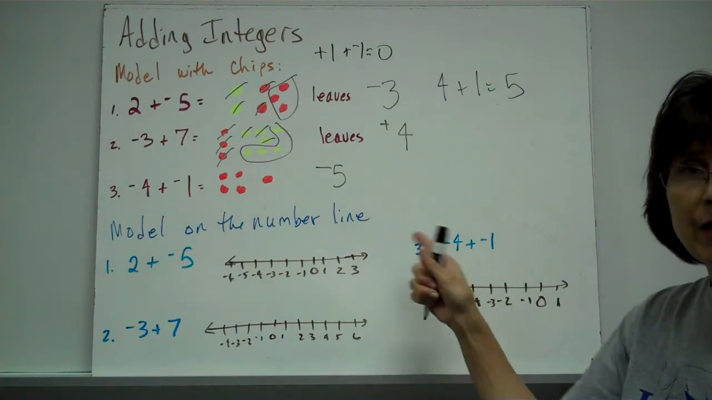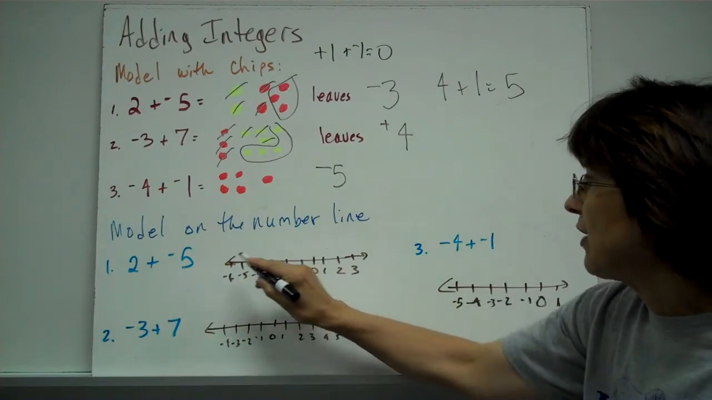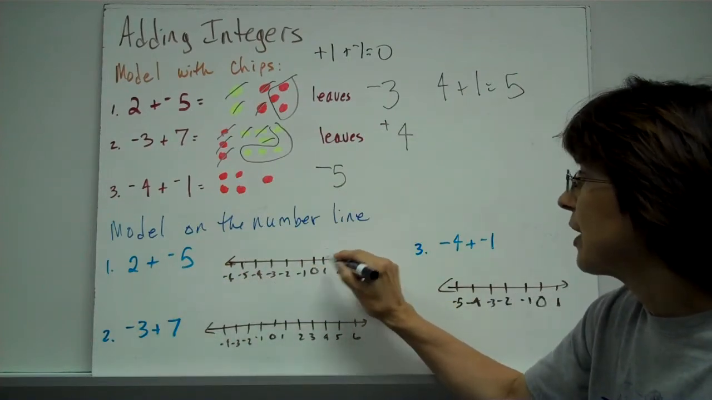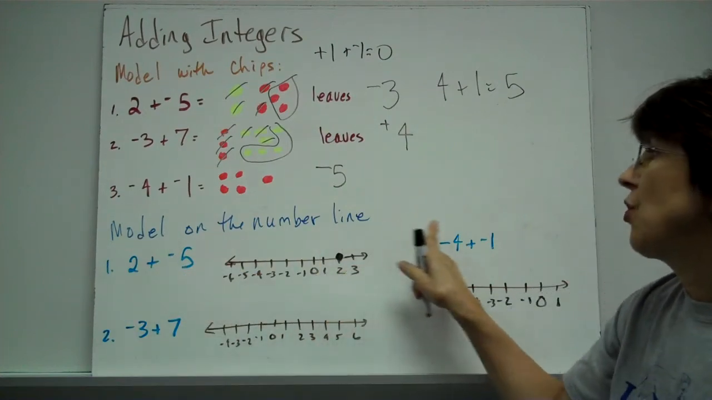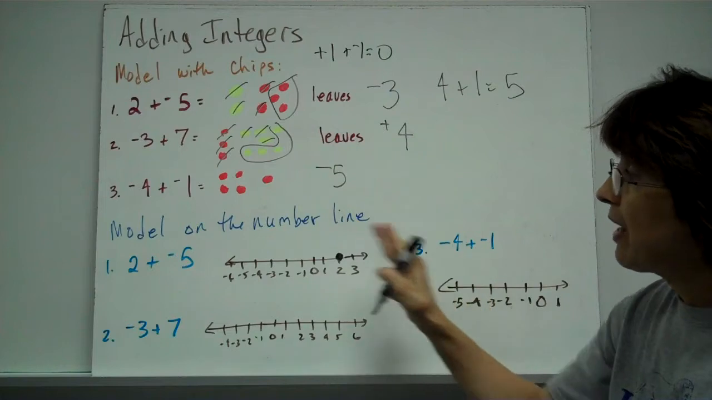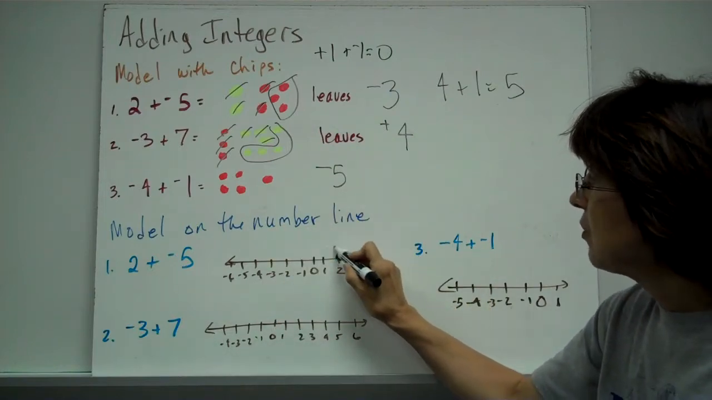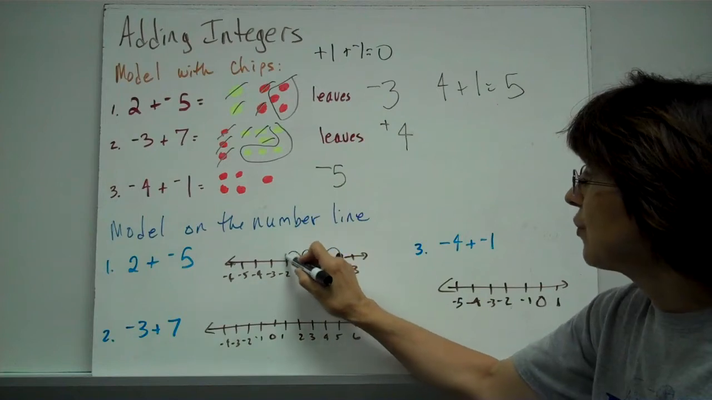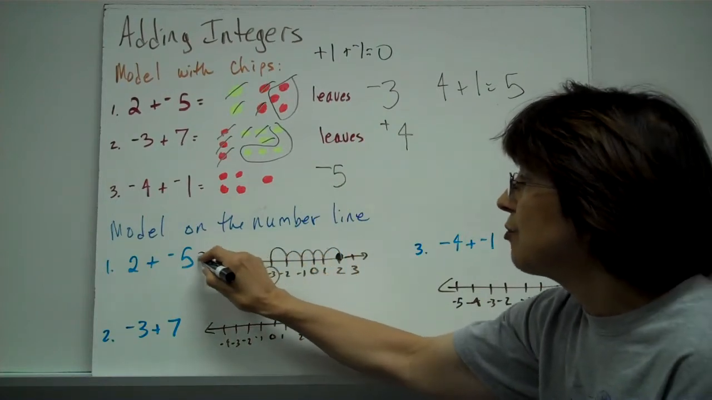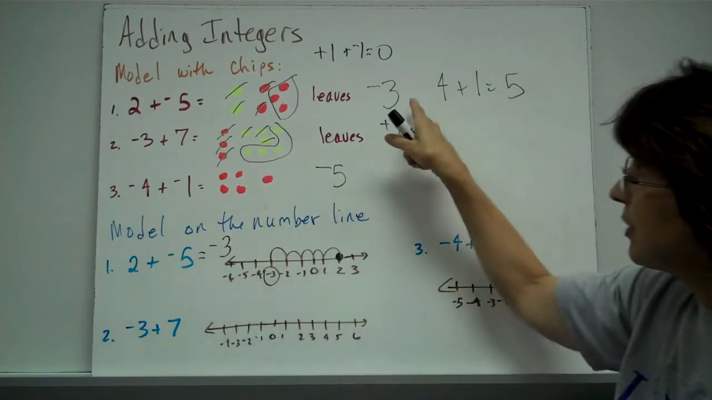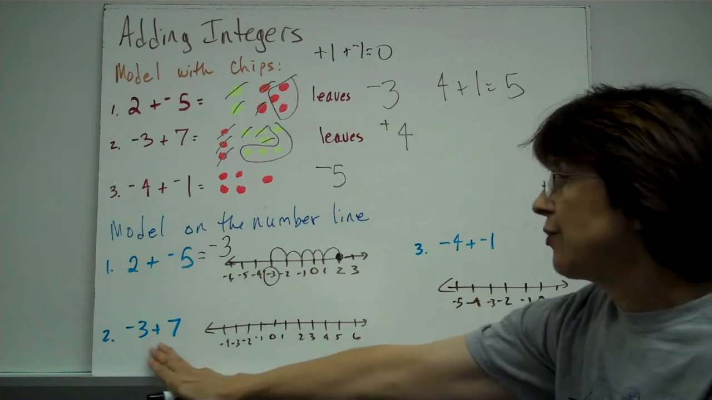Okay, now let's model on the number line. If we have 2 plus a negative 5, well, we find 2 on the number line, and then we're going to add a negative 5. So adding would be to go to the right, making it more, but we have a negative, so that means we're going to switch and go to the left 5 places. 1, 2, 3, 4, 5, and we land on negative 3. So 2 plus a negative 5 is negative 3, and that squares with what we already got when we did the chips.